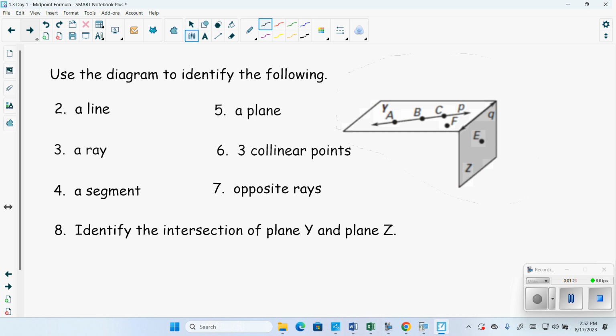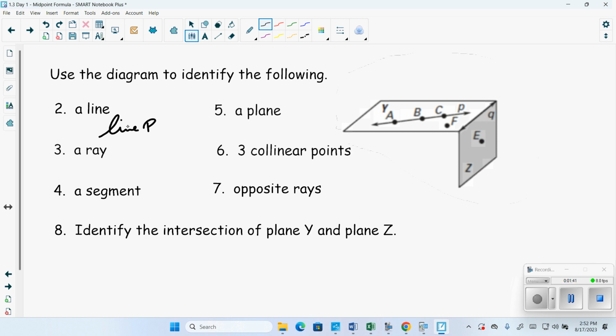Another review type question coming from Section 1.1. In the picture, find a line. Now, I'm going to be honest, there's multiple answers here. Line AB, line BC, line AC, or you could just do line P. Again, all of those work.